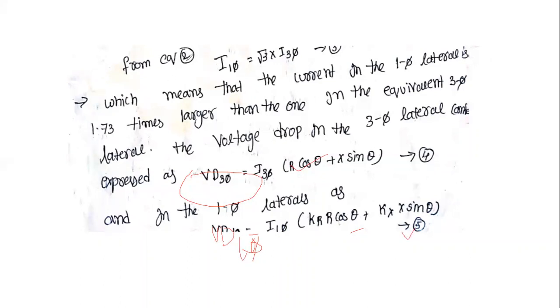First of all, from equation number 2, the single phase current I single phase is equal to root 3 into I 3 phase. Then we calculate VD 3 phase. VD 3 phase is equal to I 3 phase into Z, where Z is R cos theta plus X sin theta. And in the single phase laterals, VD single phase is equal to I single phase into (KR R cos theta plus KX X sin theta). This is considered as equation number 5.